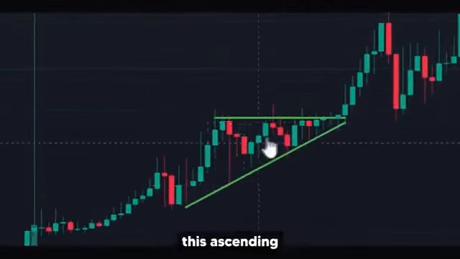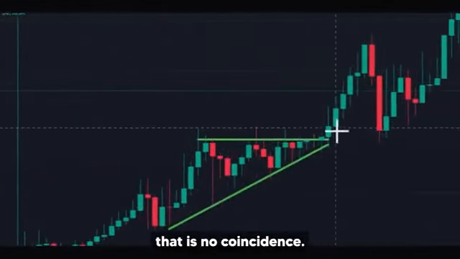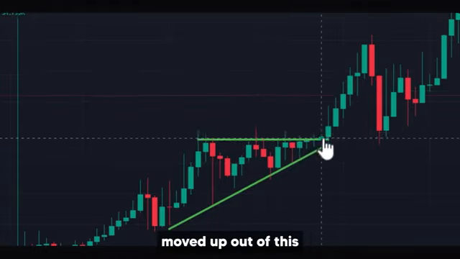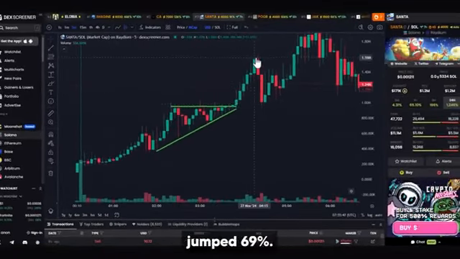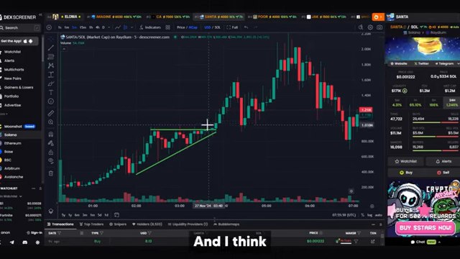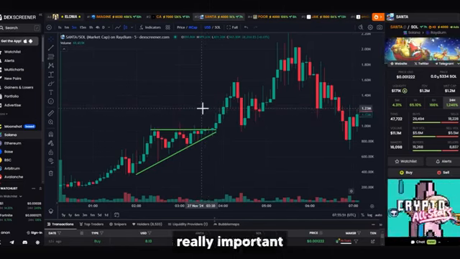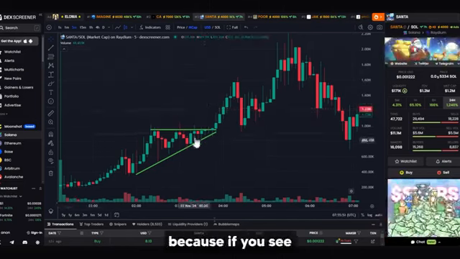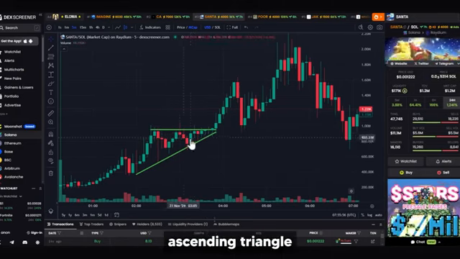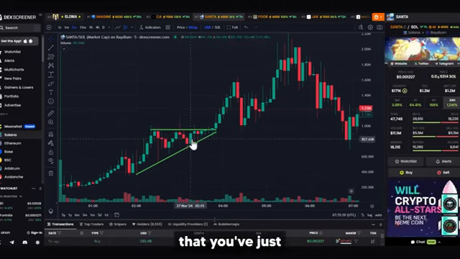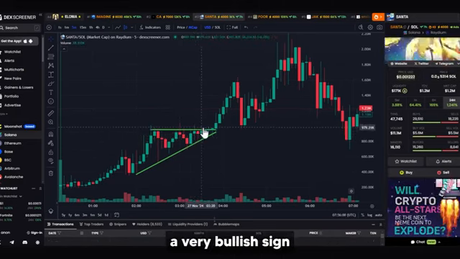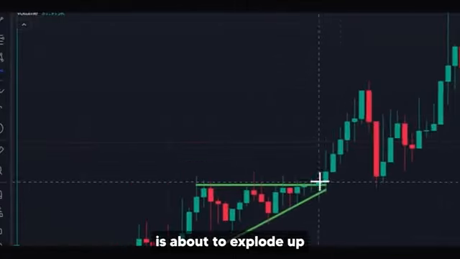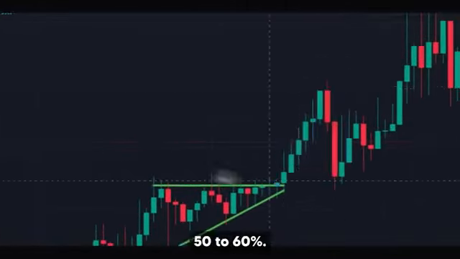So now that we have this ascending triangle, you can see that it's no coincidence that after price moved up out of this area, price action jumped 69%. And I think this is really, really important for those of you that are buying meme coins, because if you see a pattern like this, like an ascending triangle on a meme coin that you've just heard about, it's actually a very bullish sign that this coin is about to explode up further around 50 to 60%.